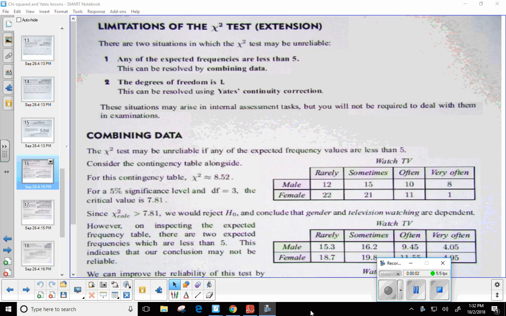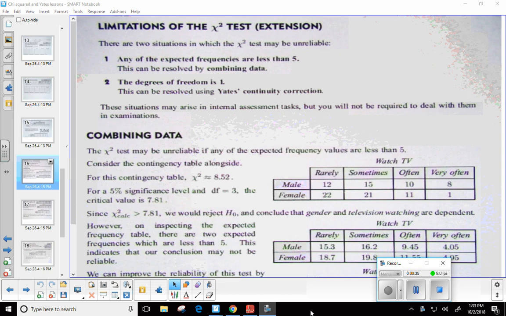Okay, so now that we've spent several days talking about chi-squared, let's go ahead and talk about some limitations on it, some issues that you could potentially have. Now, I'll say at the start that I'm not going to quiz you on this, I'm not going to test you on it. Really, the only way this is going to affect you is if you use chi-squared on your IA and you come across these particular items.